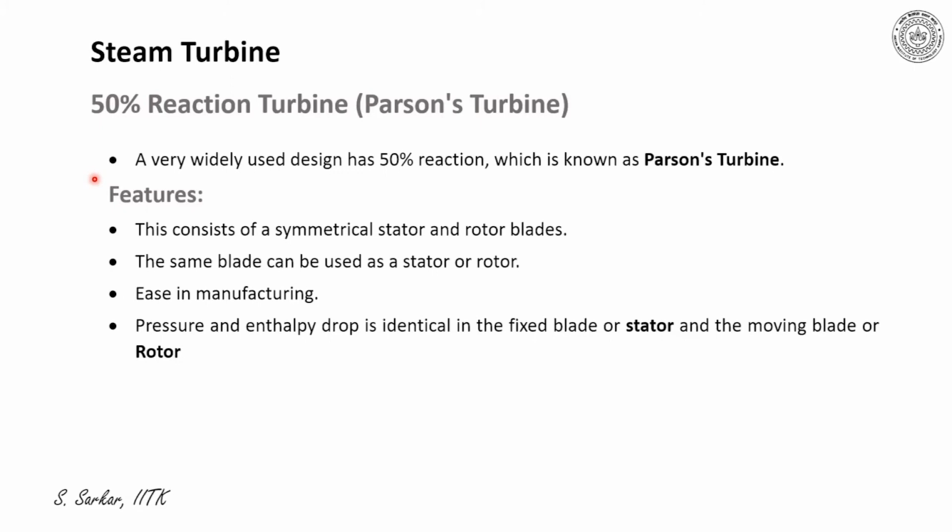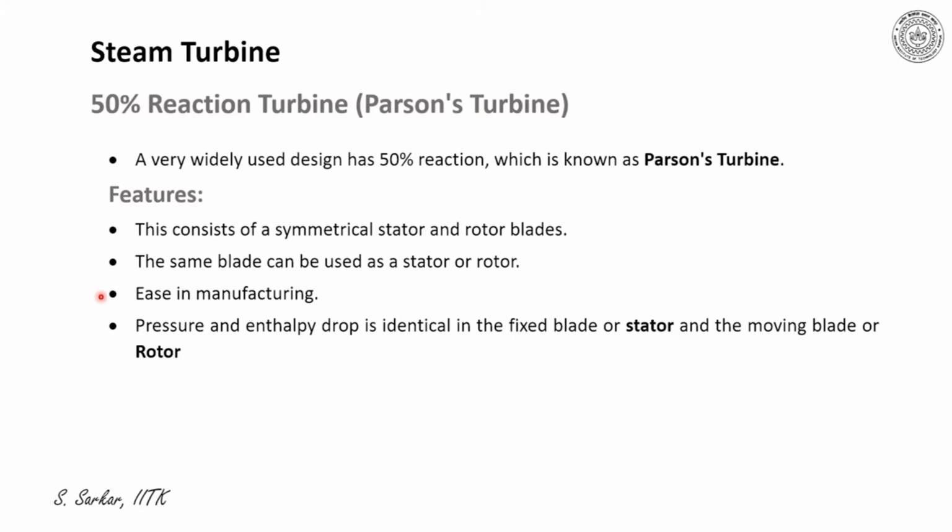Here the features of the Parsons turbine are: it consists of symmetrical rotor and stator blades. That means the inlet and exit angles are the same. Thus, the same blades can be used for the rotor and stator. Hence, ease in manufacturing.